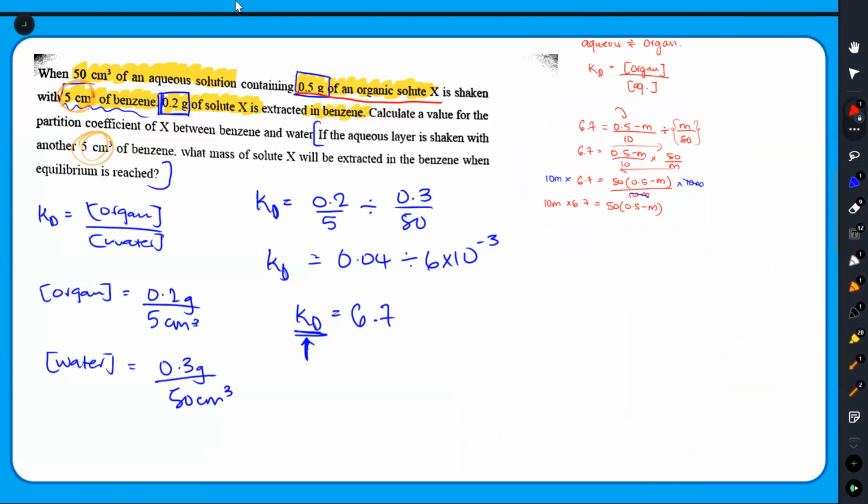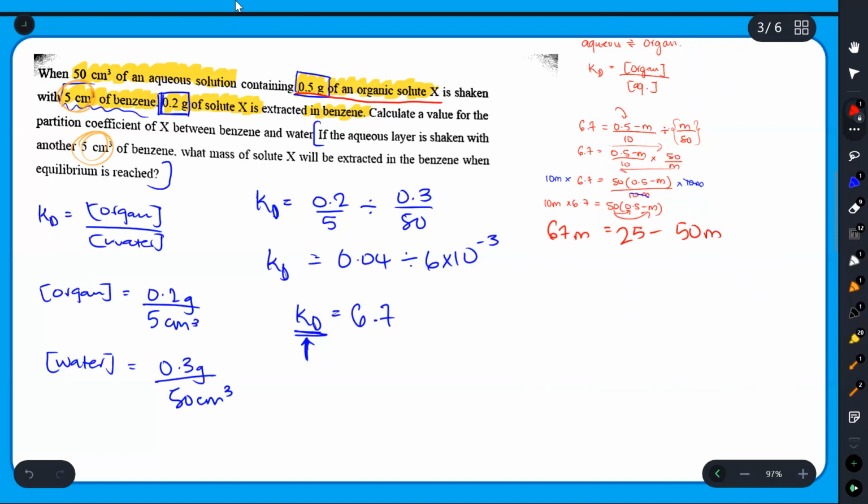So now 10M times 6.7 would be 67M, right? Because it's 10 multiplied by 6.7 and you just put the M after. That's equal to, now we'll distribute the brackets. So 50 times 0.5, which is half of 50, which is 25, minus 50 times M, which is 50M. Now we need to group the like terms, and what we have here is minus 50M. So we'll try to get this 25 on its own.